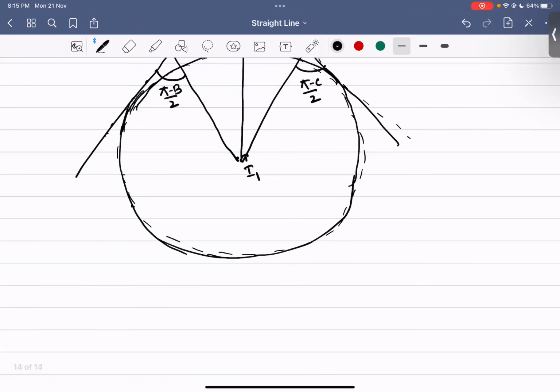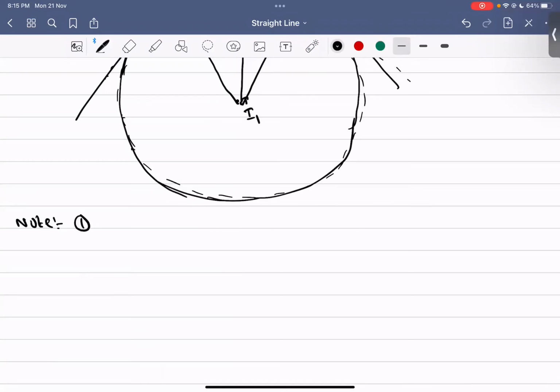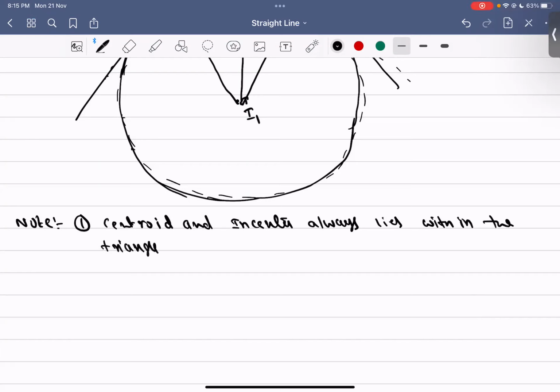Next, note number 1. Centroid and incenter always lie within the triangle.